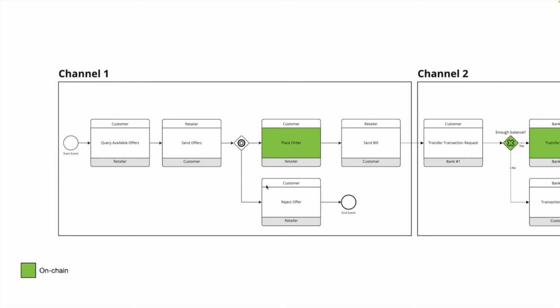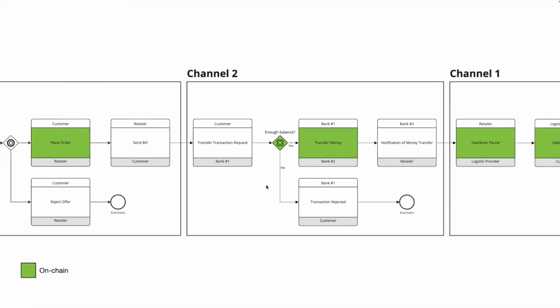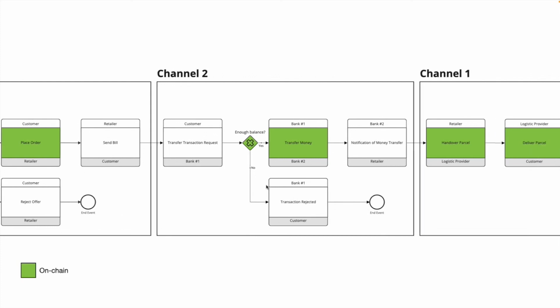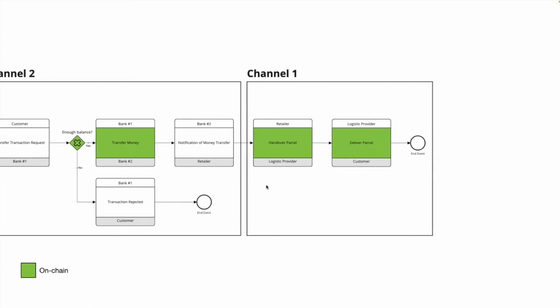So the first part is based on channel 1, since we have no banks here, and place order happens on chain, while the other can happen off chain. On channel 2, we have the banks, and then we see enough balance is how we coded this in the smart contract, which happens on chain, and the transfer money also happens on chain. Finally, this is also on channel 1, and this also happens on chain.